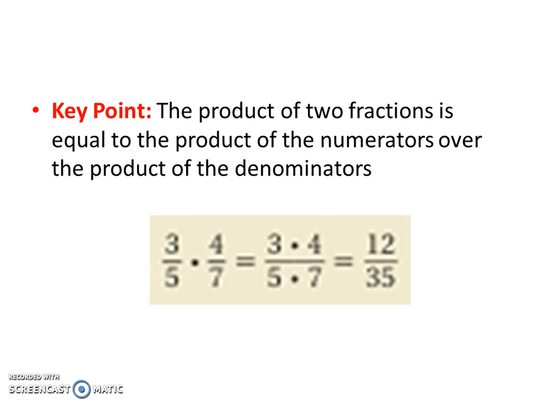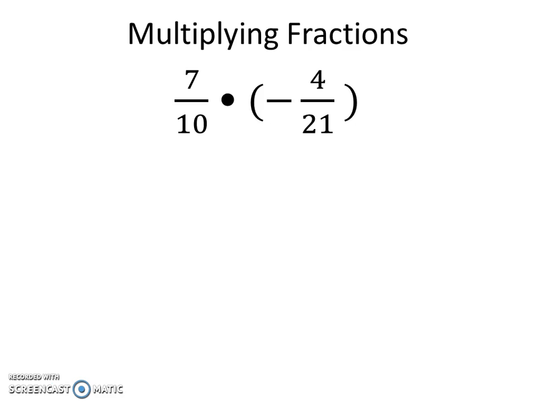What's nice is that we don't need to draw a picture for each problem. We have a key point that is going to tell us how to multiply any fractions. The product of 2 fractions is equal to the product of the numerators over, or divided by, the product of the denominators. So in this example, we have 3/5 times 4/7. We multiply the numerators 3 times 4, which is 12. At the denominator, 5 times 7, which is 35. We don't need to simplify this fraction because it already is simplified, because 12 and 35 don't have any common factors.